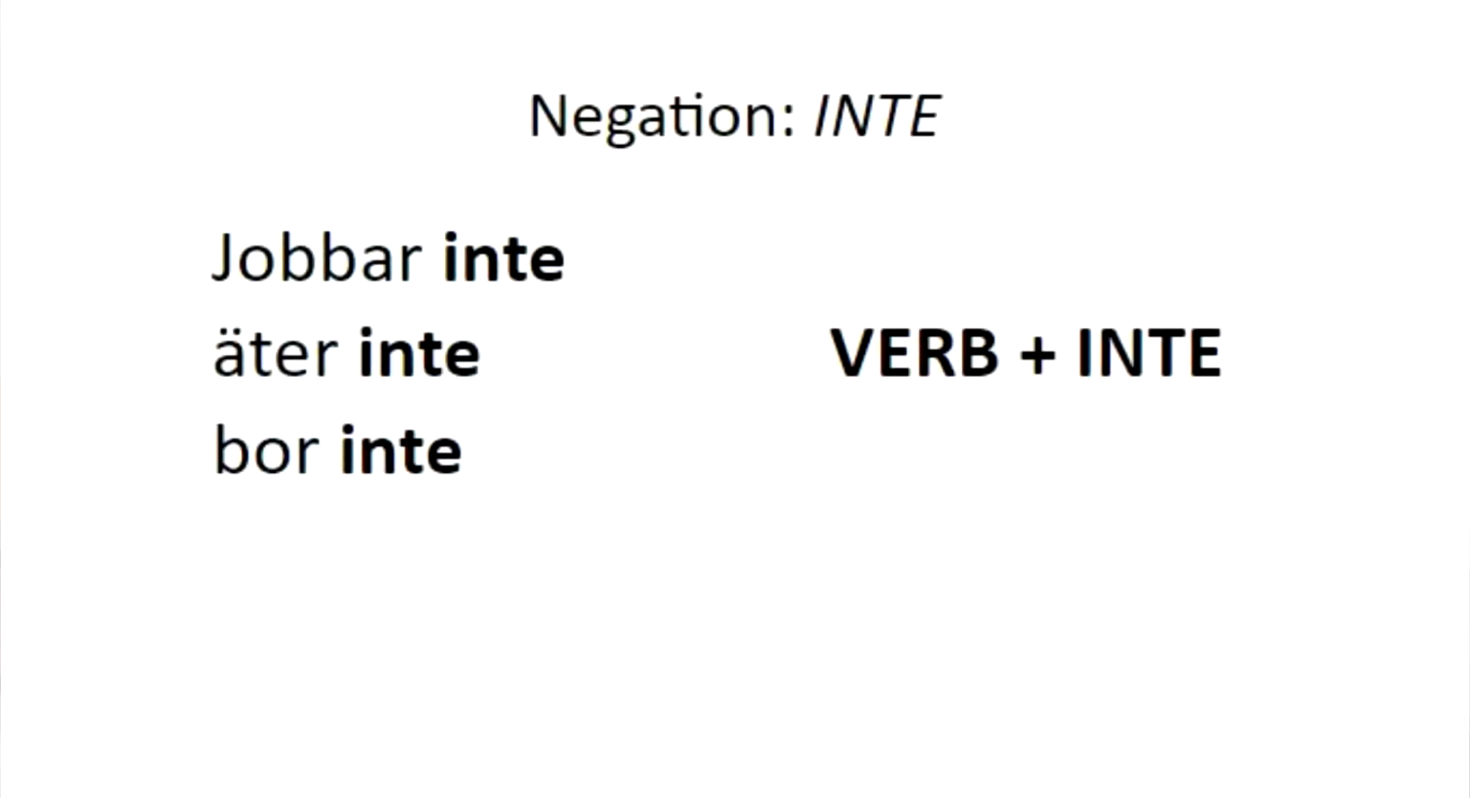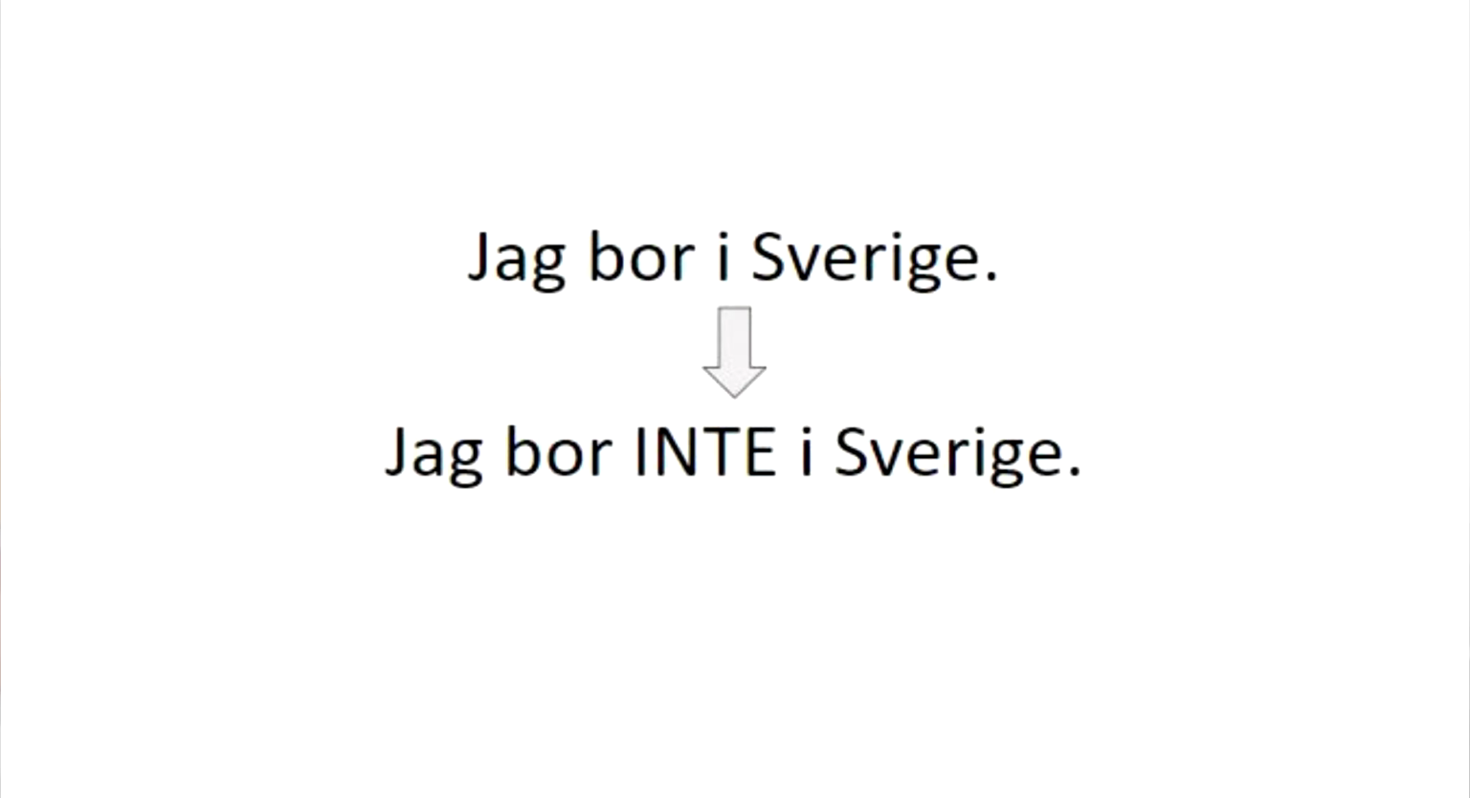We start with negation. In simple words, we learn how to turn I live in Sweden into I do not live in Sweden. In Swedish, we use the word inte for negation, and pay attention, it usually stands after the verb in a Swedish statement. For example, jag bor i Sverige becomes jag bor inte i Sverige. And as you can see, inte is standing after the verb.